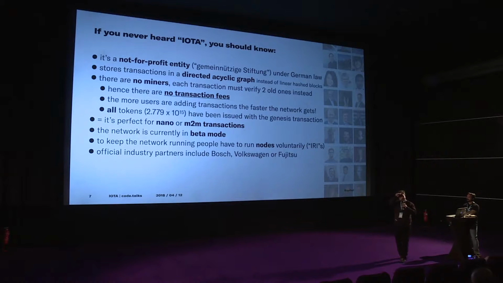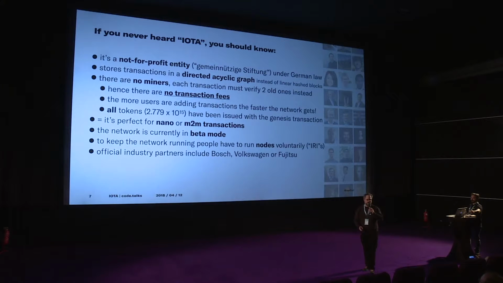To keep the network running, people have to run so-called nodes voluntarily. This is something people ask me all the time. Why are you running one? You don't get anything for it. I said, yeah, because I want to have the use case working. This is why I'm running that IRI. It's not really expensive, but you have to do it, and many people have to run it, so you can use the whole network. What's also very interesting is the IOTA Foundation is backed by large industry partners like Bosch, Volkswagen, or Fujitsu. I think that announcement took place 2 weeks ago.